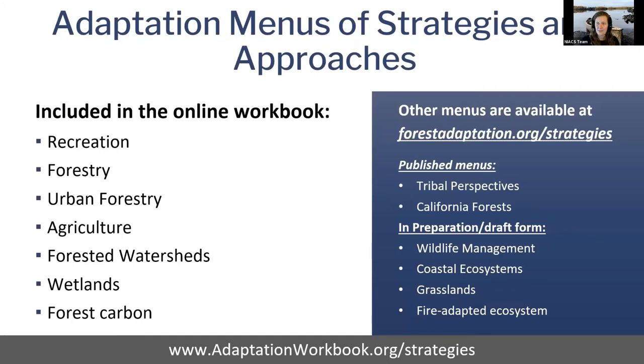We have many different menus at this point. As I mentioned, these are organized roughly around different resource areas. And the ones that you see on the left are all included as an option in the online workbook. So as you move into step four, you'll have the option to pick from any of these menus on the left, pick strategies and approaches from them. We do have other published menus that are available. They're just not integrated into the online workbook. And so that URL on the right, forestadaptation.org/strategies, is a great place to get access to those menus that might not be integrated right in the workbook.